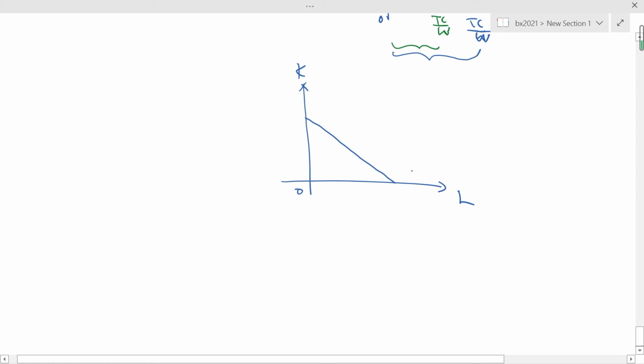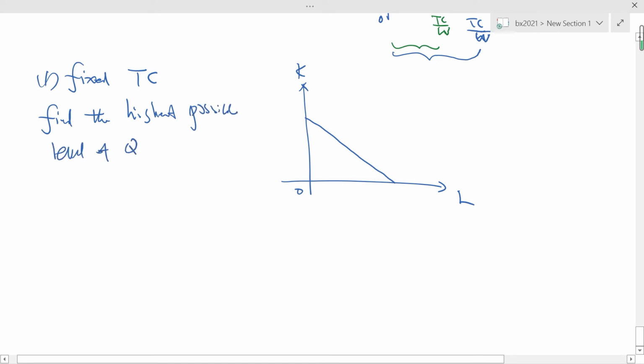So this is the isocost curve. In order to answer the questions, we can actually think from two directions. One direction is to fix a budget, and find the highest possible level of output.